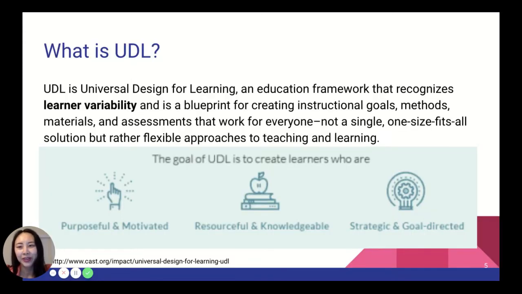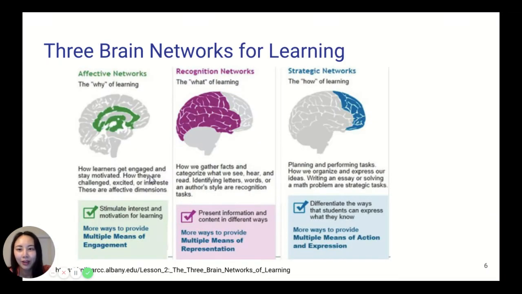So what is UDL? UDL is Universal Design for Learning. It's an education framework that recognizes learner variability and is a blueprint for creating instruction goals, methods, materials, and assessments. It's based on the evidence of neuroscience and it's about pedagogy. And here are the 3 brain networks for learning, and they are for the why, what, and how of learning.